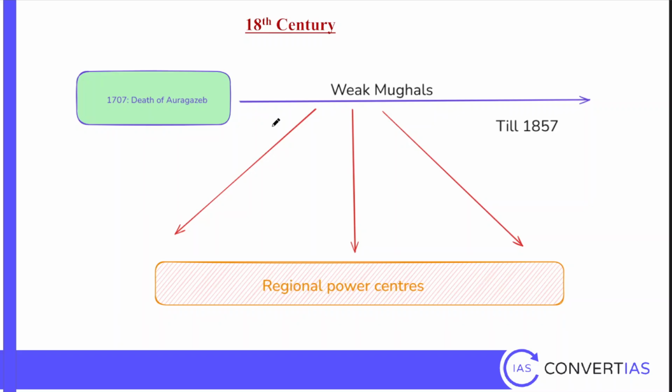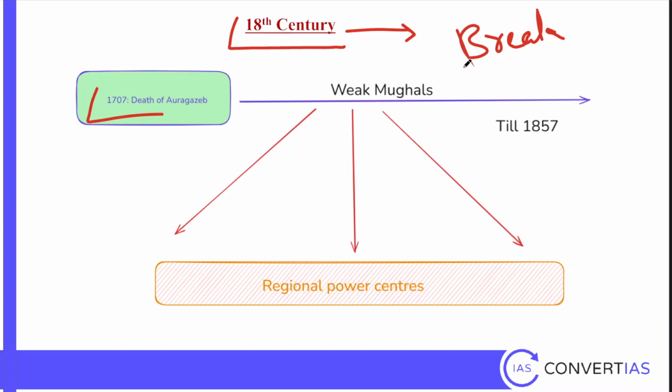Now if you see the flowchart here, see the year 1707, it's a landmark year, and see the century, which is the 18th century. Now the 18th century is a much discussed century in the history of India. Why? Because it marks a break in history.